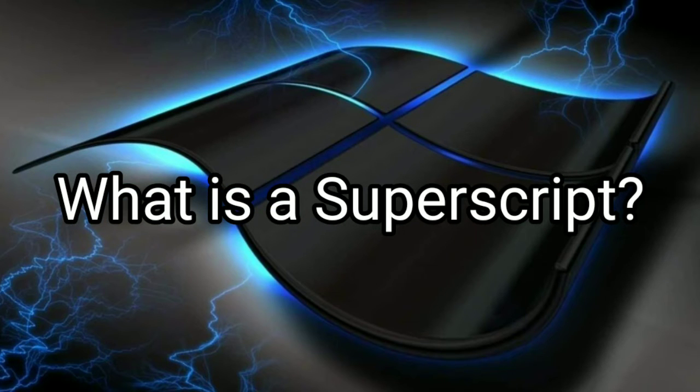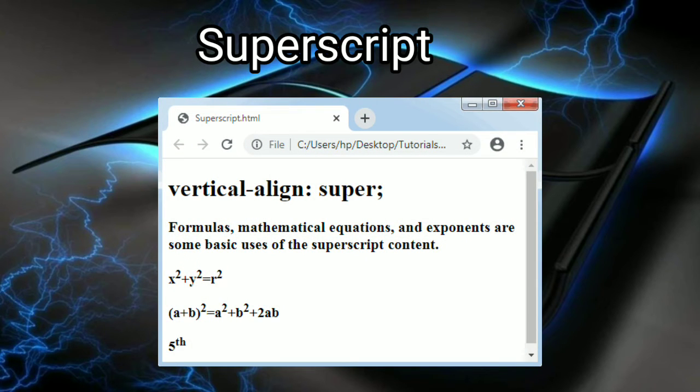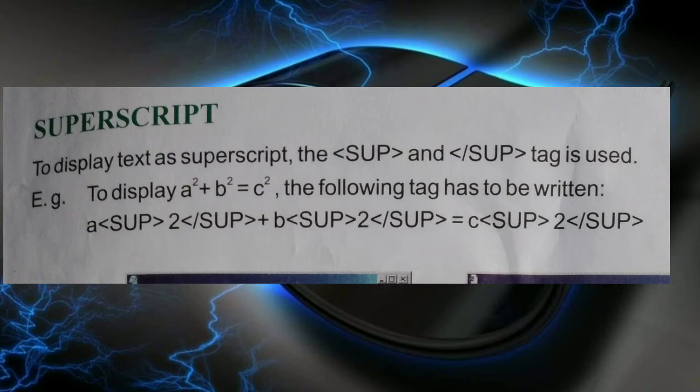superscript. The superscript text appears half a character above the normal line and is sometimes rendered in a smaller font. Superscript text can be used for footnotes like www. To display text as superscript, the open tag SUP and close tag SUP is used.